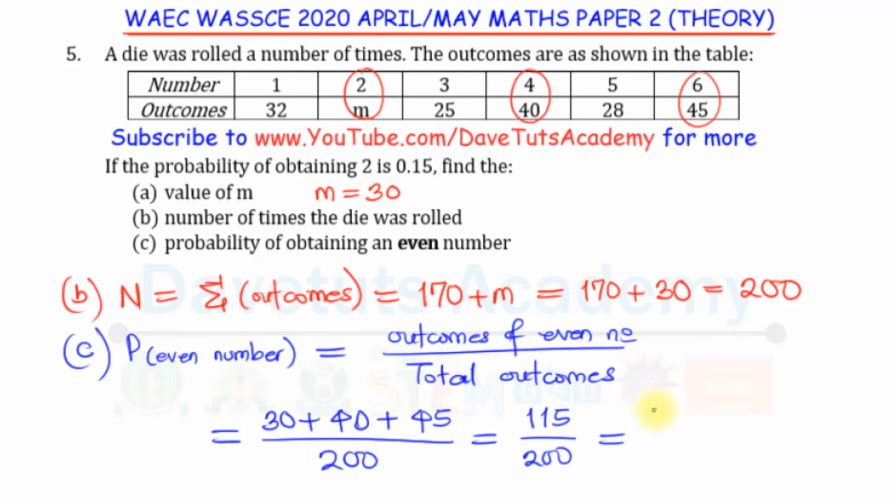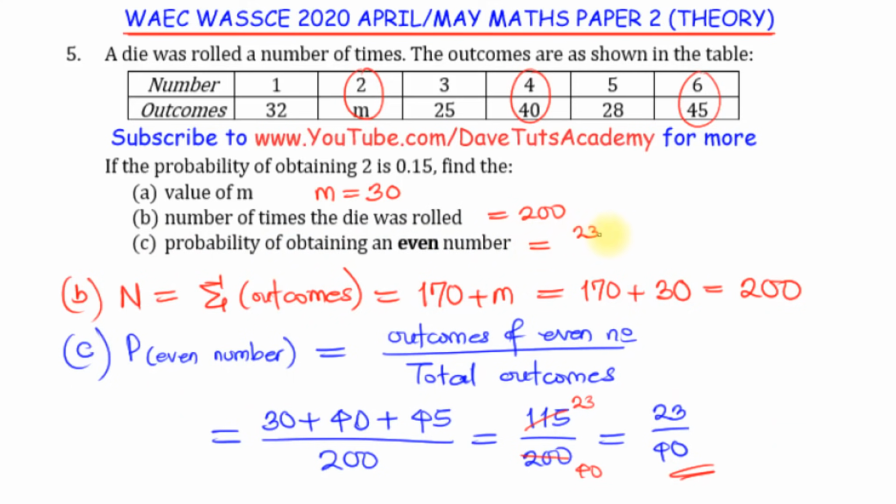So this is 23 over 40, which is obtained by dividing both sides by 5. So 5 here gives 23 and 5 here gives 40. So the probability of obtaining an even number is 23 over 40. And you can see how far we've been able to evaluate the value of m to be 30, get the number of times the die was rolled to be 200, and also evaluate the probability of obtaining an even number to be 23 over 40. And with that, we have finished this question on probability as requested.